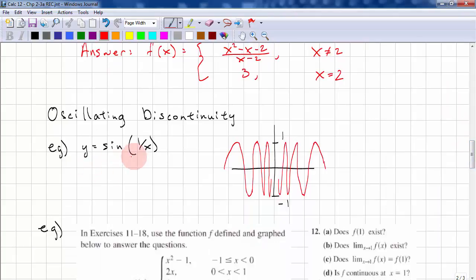If you plug this into your calculator, you get a better graph than I can draw. But you can see that it gets very tight in here because it's oscillating faster and faster as we get to 0. It's not defined at 0 because we have 1 over x. And it just spreads out. The period gets longer as we go off towards infinity. This is called an oscillating discontinuity.